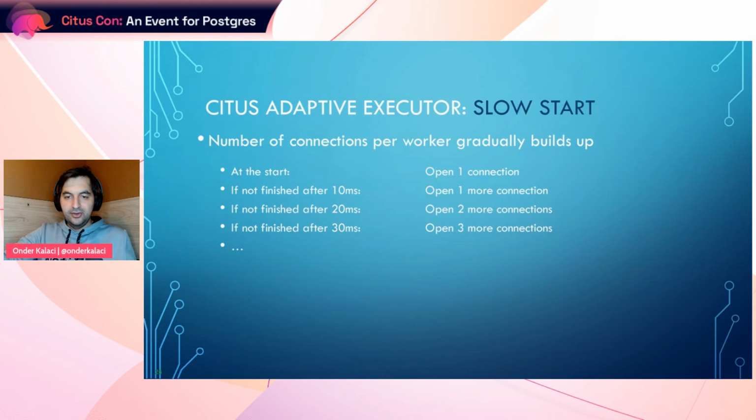Okay, so at the start, as I said, there is one cached connection, so the executor immediately starts executing the tasks. And then if the tasks are not finished in 10 milliseconds, the executor decides to establish one more connection. And if after 20 milliseconds the execution is not finished yet, then the executor decides to establish even more connections. Then it doubles it, it increases by one, and then it opens two more connections. And then it goes like this. Every 10 milliseconds, the executor keeps opening more connections.